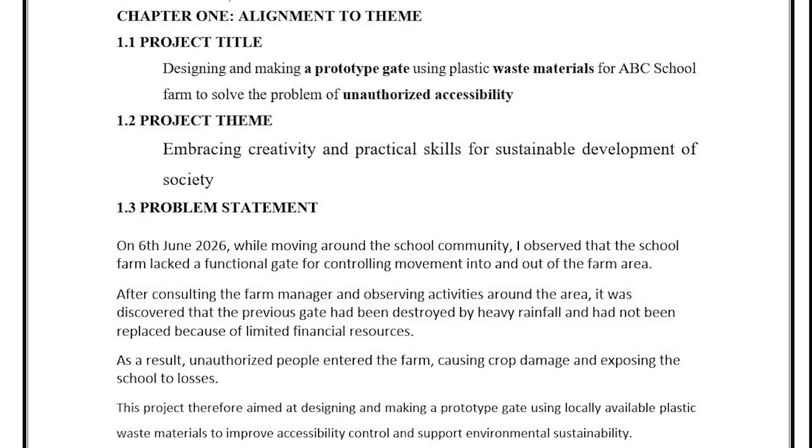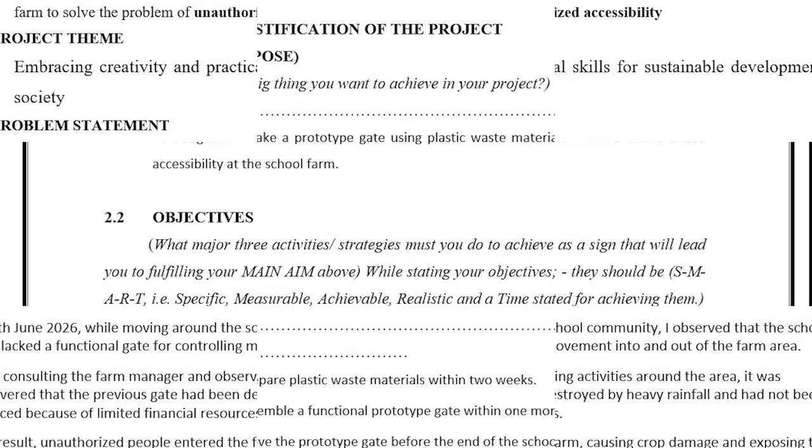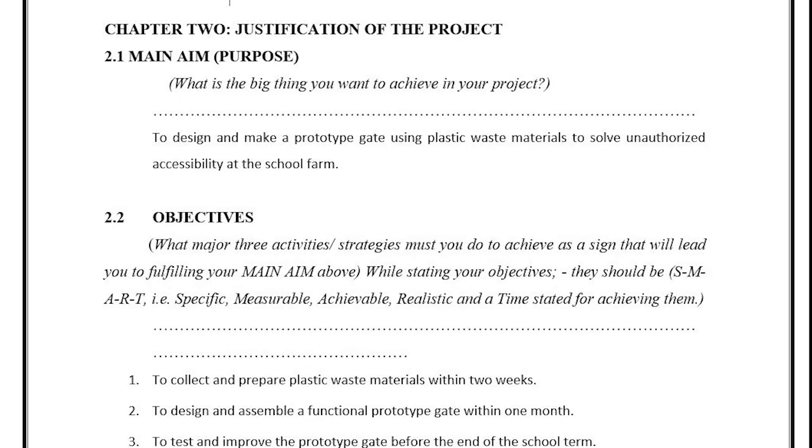The first thing under chapter 1 is the project title, and you have the project title here. I'll not go so much into details about this because I spoke about this in details in the previous video. Briefly, the title here is supposed to be in line with the theme, and the theme is embracing creativity. If you look at this, we are using plastic waste material, so that means there is creativity there. Problem statement, we have justification, which is chapter 2.